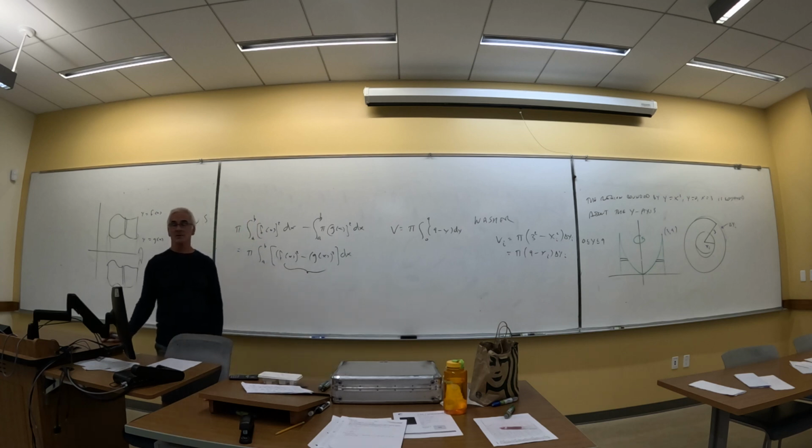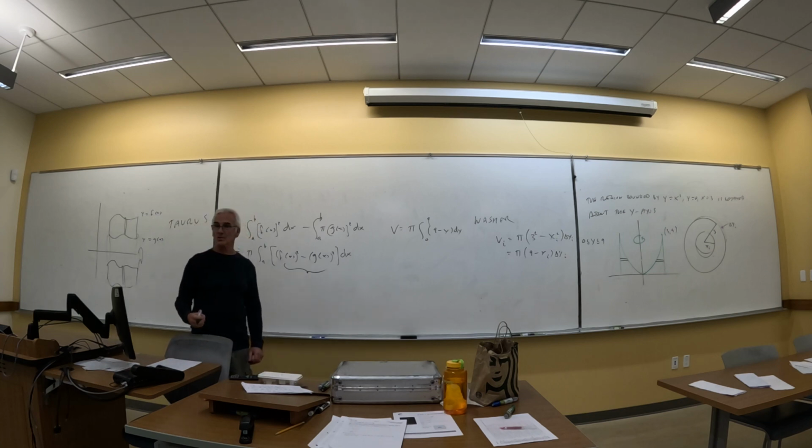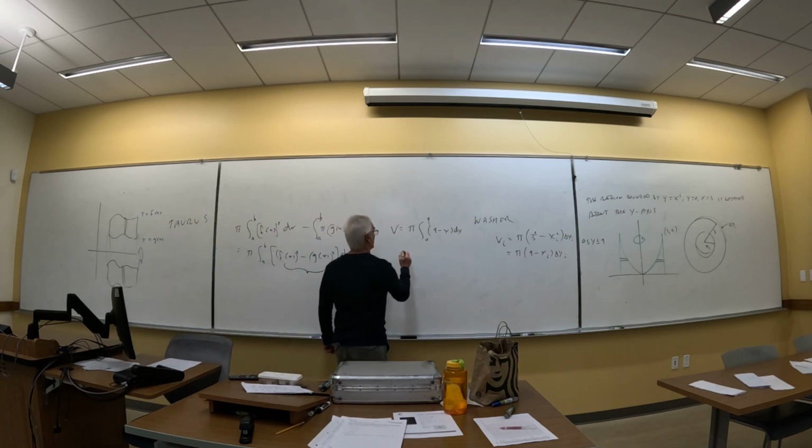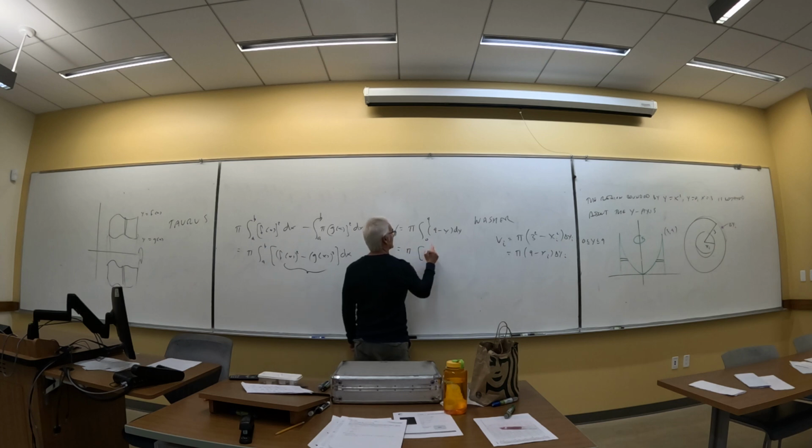Most of the time, the integrations themselves will be somewhat trivial. It's getting the integral that is the whole thing, isn't it? So this will give us pi times 9y minus a half y squared from 0 to 9. So that would be 81 halves y.